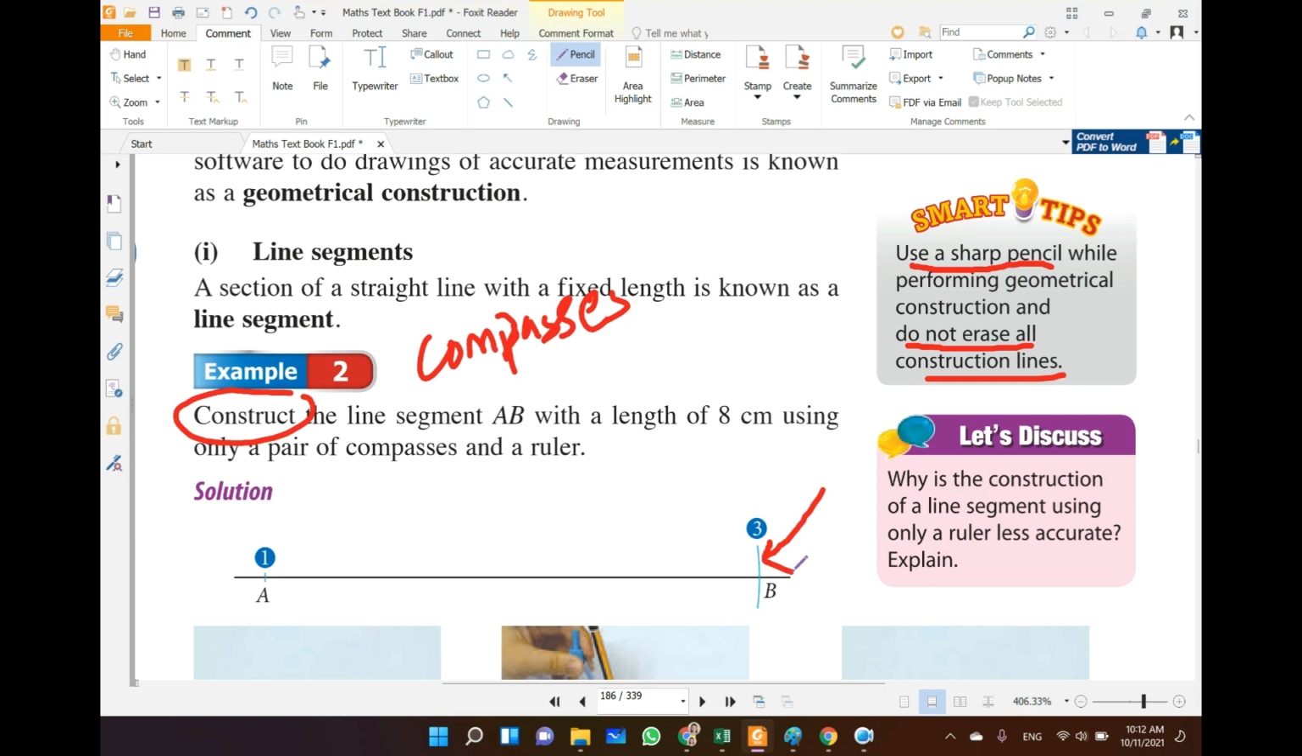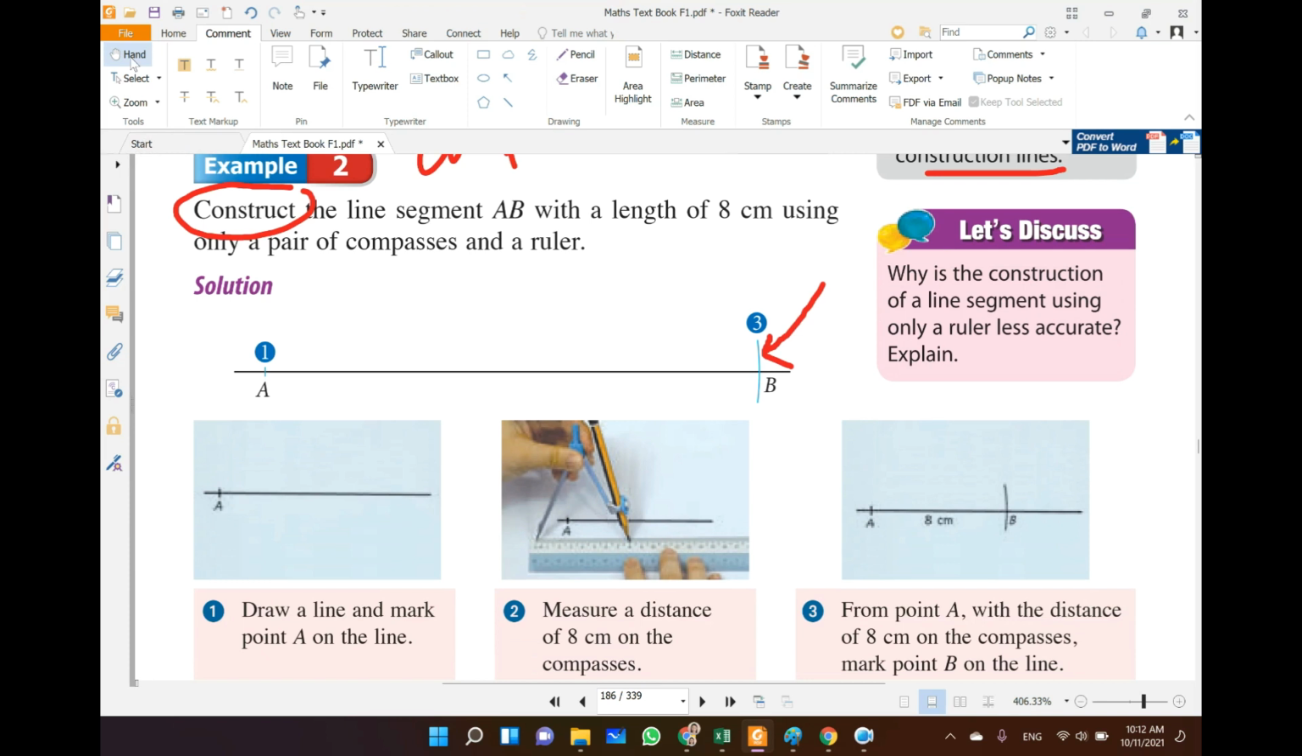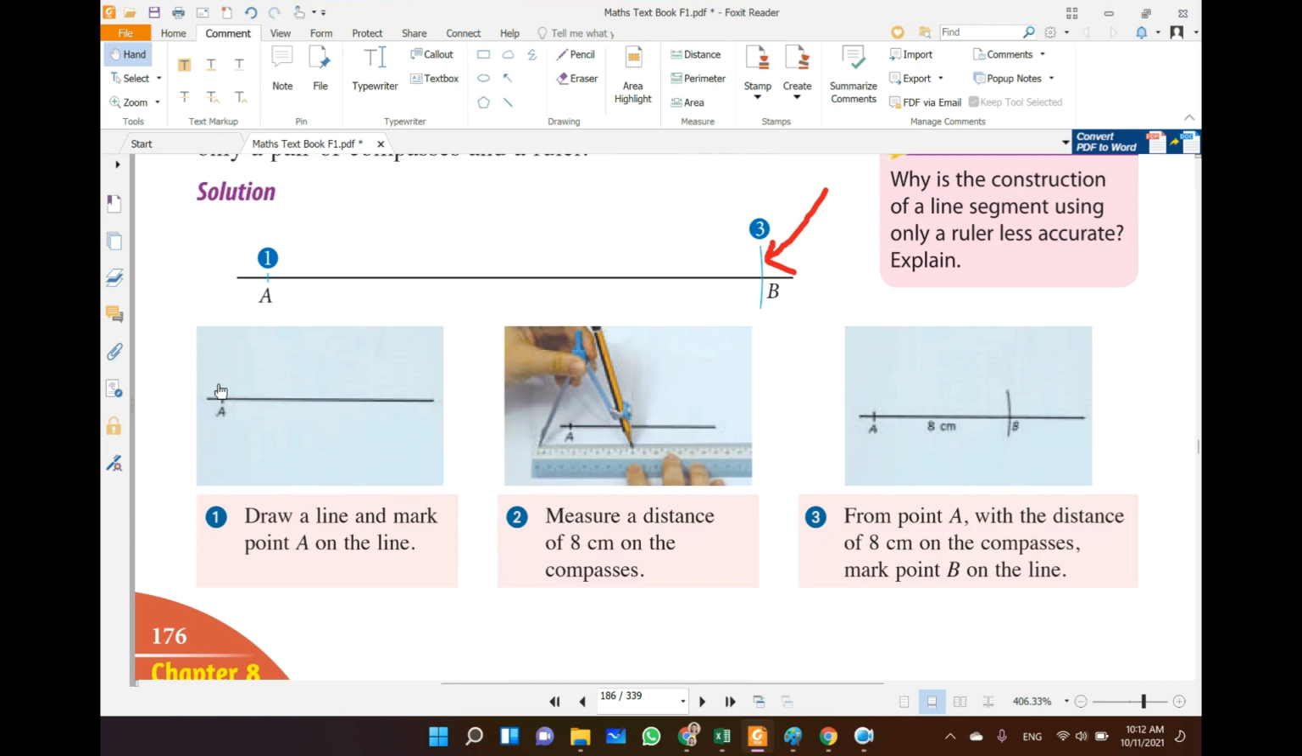Okay, let us look at the first one here. How to draw a line segment. So for example, you were asked to construct a line segment AB with a length of 8 centimeters. So these are the important points. You can see the diagram here. First, you draw a line and mark a point A on the line. That is the first thing. This one you just draw using your pencil and your ruler only. Draw a straight line and mark A. But you don't know how much is the measurement.